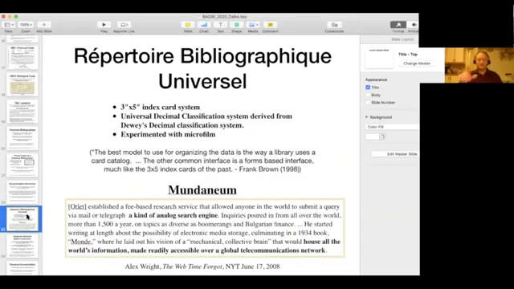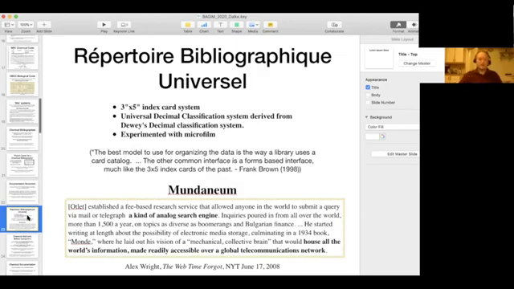So when you look at what they did, one of the things they established was the 3x5 card indexing system and Universal Decimal Classification, which is, they saw the Dewey Decimal System and said, amazing, and went on to develop that and did some other work as well. So when you go back to the cheminformatics paper, you look in there and it says things like the best model is the way a library uses a card catalog or a form-based interface, much like the 3x5 index cards of the past. So you can see this connection between this paper from the late 90s and something almost a century before about 3x5 cards and organizing information.